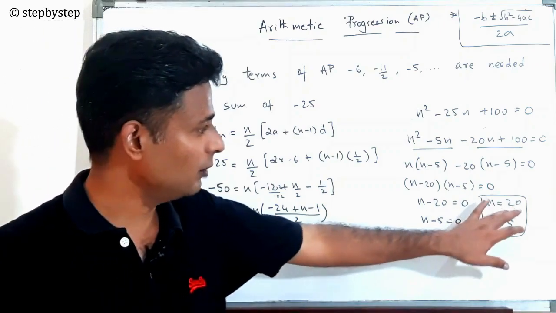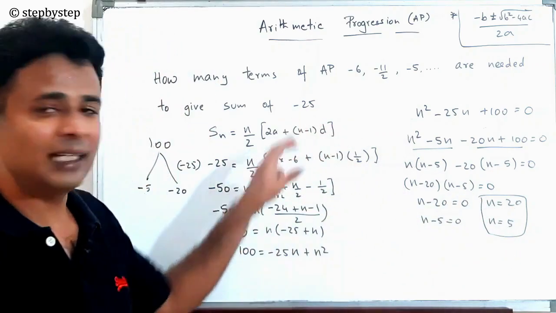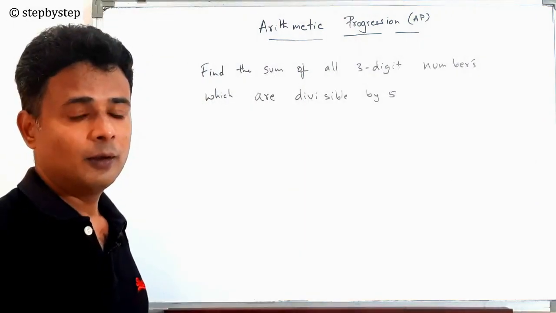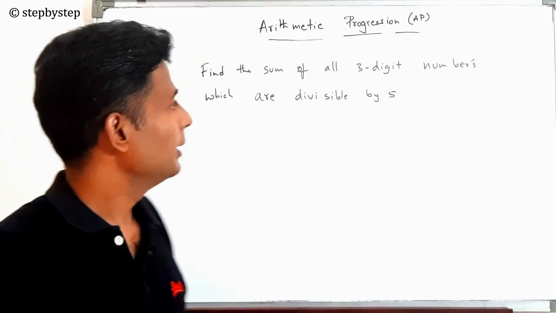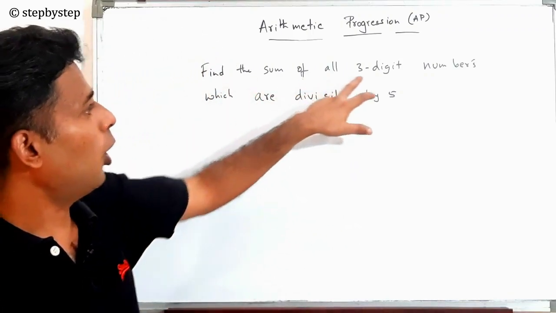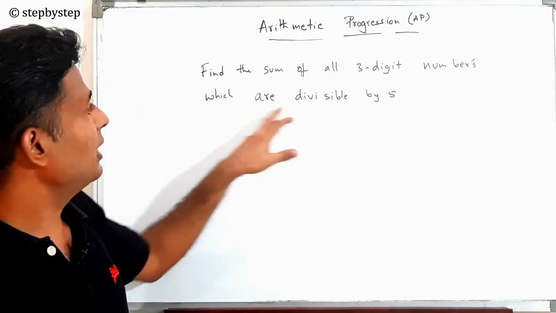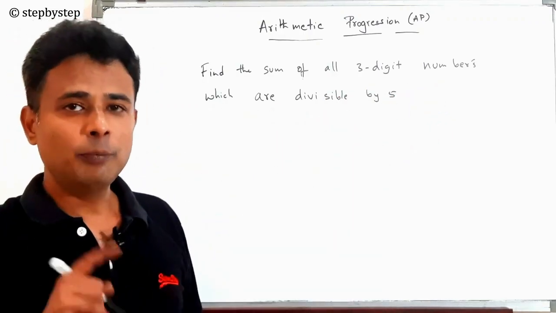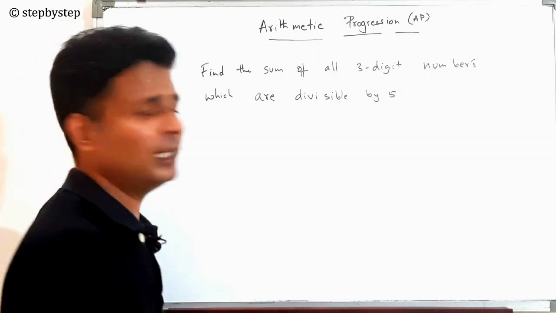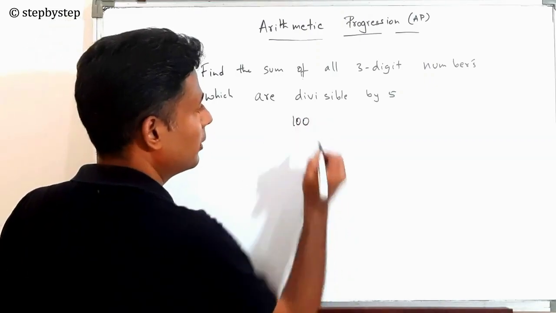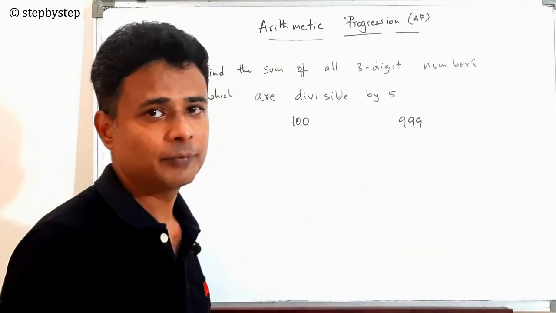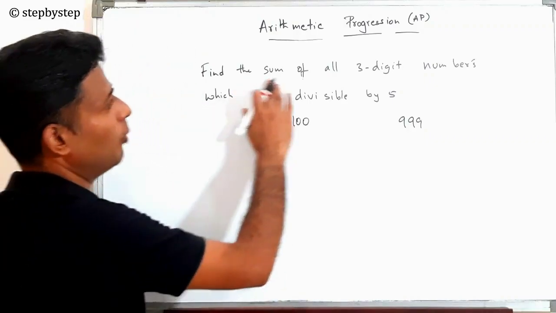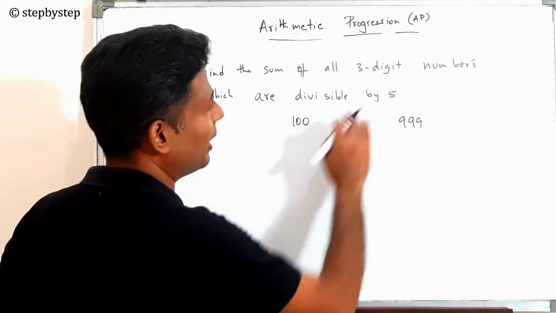So if you add 20 terms and 5 terms, you get the same answer. Alright guys, the next question and the last question that we'll solve in this module is this. Find the sum of all 3-digit numbers which are divisible by 5. Now before that, which is the first 3-digit number? 100. Which is the last 3-digit number? 999. Right?